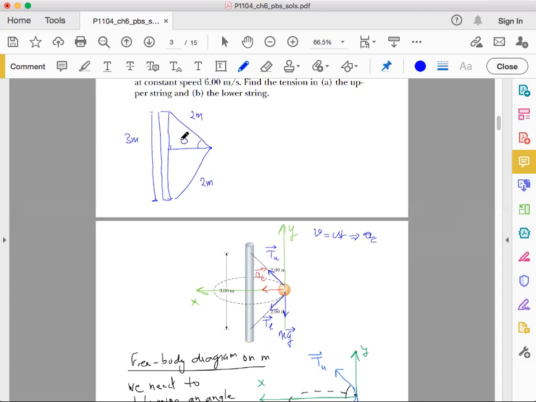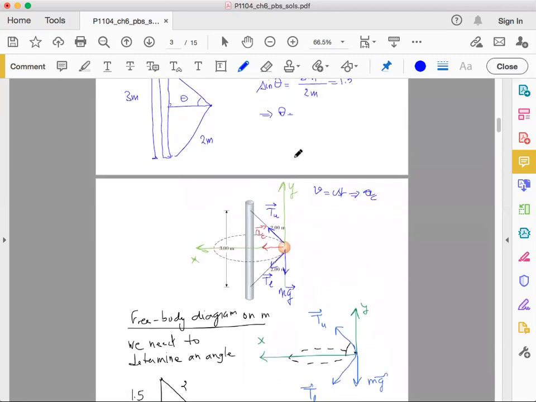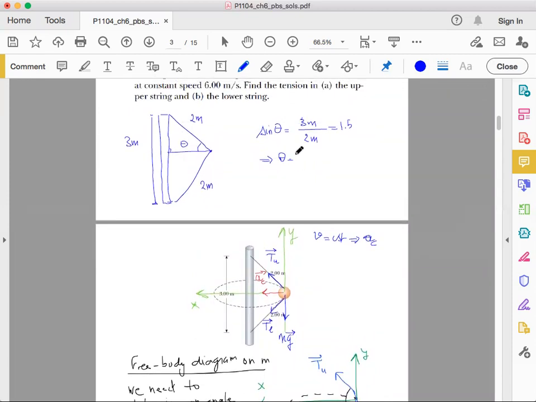So if we define this to be our angle, let's say this is the angle theta, then we can deduce the angle in this triangle by saying that sine theta is equal to the opposite, which is 3 meters, divided by the hypotenuse, which is the 2 meters. And so we end up with sine theta equals 1.5. And from here, we can deduce the value of theta. So theta would be equal to, in this case, 48.6 degrees.